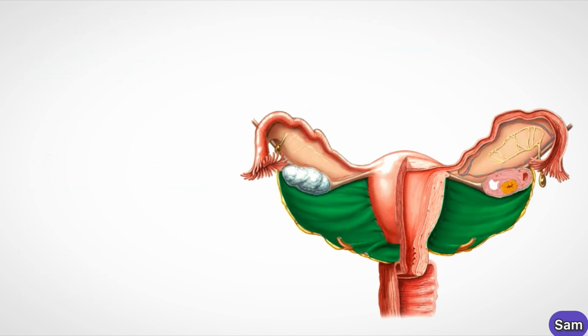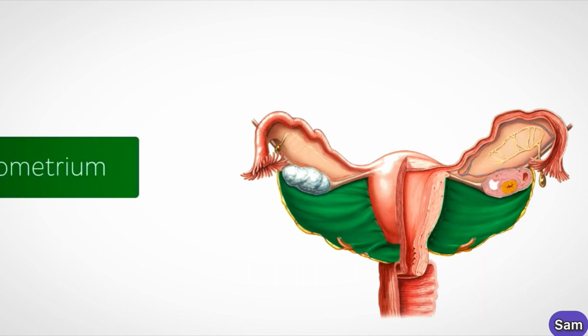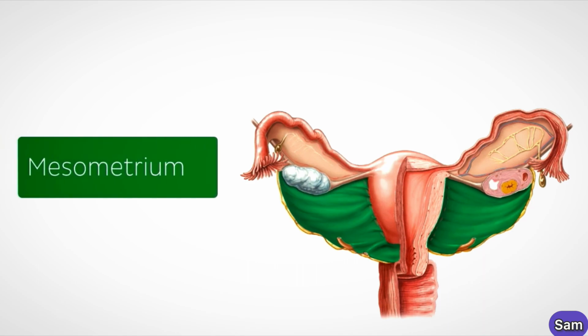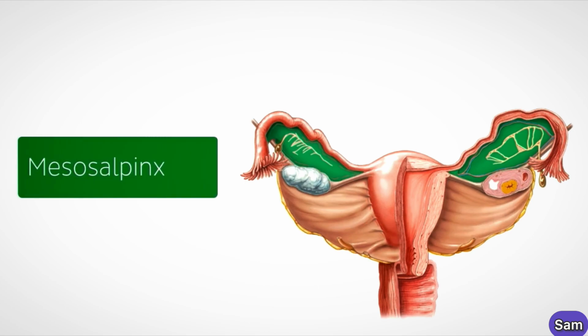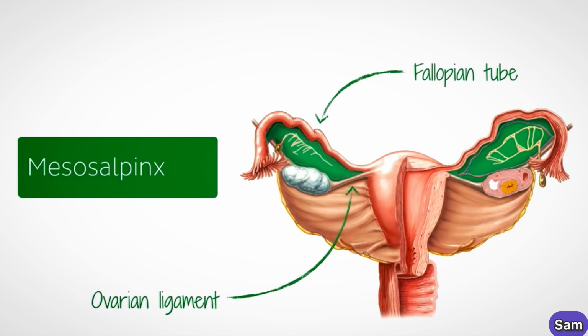And let's have a brief look at the mesometrium. And as we can see, the mesometrium, which is essentially the mesentery of the broad ligament, makes up the majority of the broad ligament and extends from the body of the uterus to the ovarian ligament. The mesosalpinx is the superior part of the broad ligament and is attached to the ovarian ligament medially, the fallopian tube superiorly, and the suspensory ligament laterally.